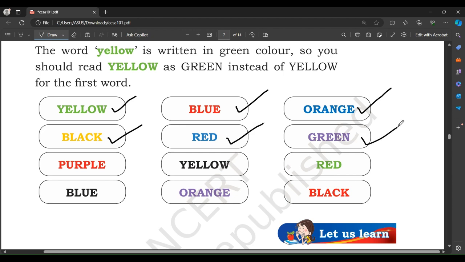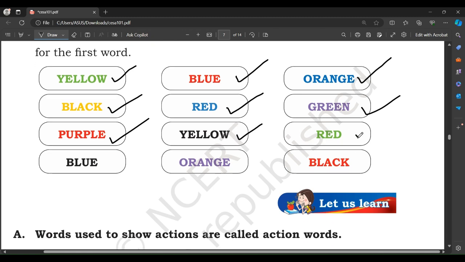This is purple, not green. This is red, not purple. This is black, not yellow. This is green, not red. This is black, not blue. Sorry. This is black, not blue. Correct. Now this is purple, not orange. This is red, not black. Did you get it? Do you have any confusion?